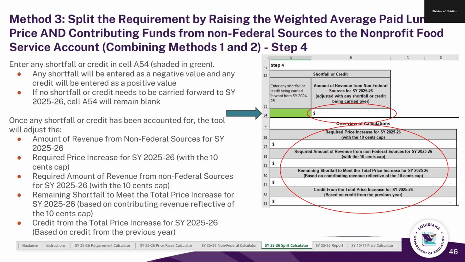And then once those shortfall or credit has been accounted for, again, the tool will adjust like it did for the others, and it's going to adjust the amount of revenue from non-federal sources. It's going to adjust the required price increase. It's going to adjust the required amount of revenue from non-federal sources. It's going to adjust the remaining shortfall to meet that total price increase. And also it's going to adjust any credit from the total price increase.